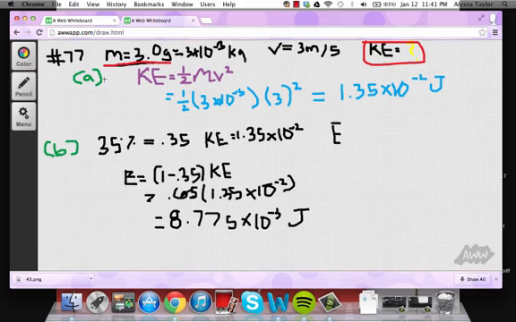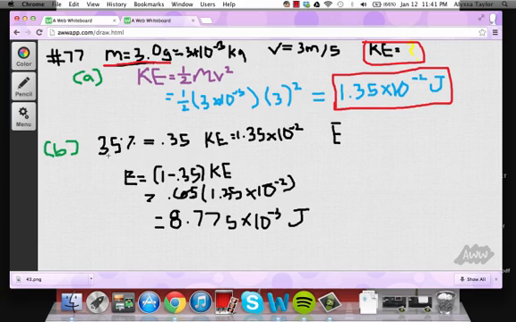And so we have kinetic energy equals 1/2 mass times velocity squared. So if we plug in our numbers, 3 times 10 to the negative 3rd times 3 squared, we get 1.35 times 10 to the negative second power joules of kinetic energy.